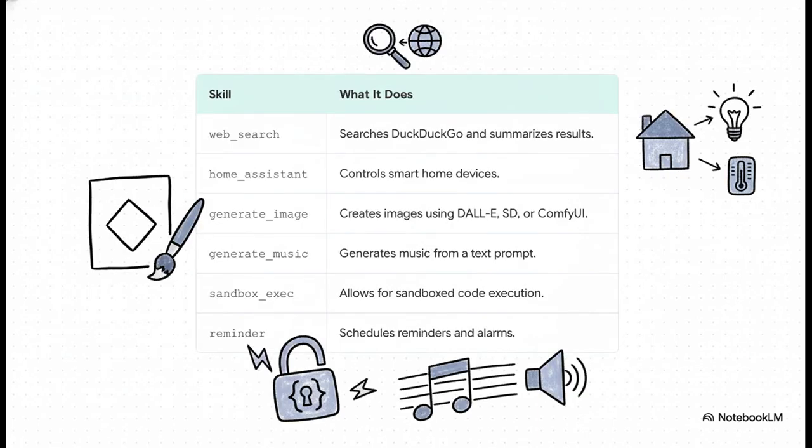And just look at what this new system unlocks. You can tell TARS to search the web and give you a summary, control your smart home stuff through Home Assistant, create images, or even compose music based on a prompt you give it. And one of my favorites, this sandboxed code execution, which literally lets the AI write and run its own Python code to figure stuff out. It's just so incredibly flexible.